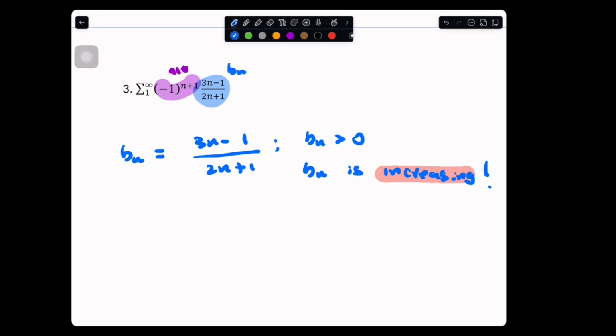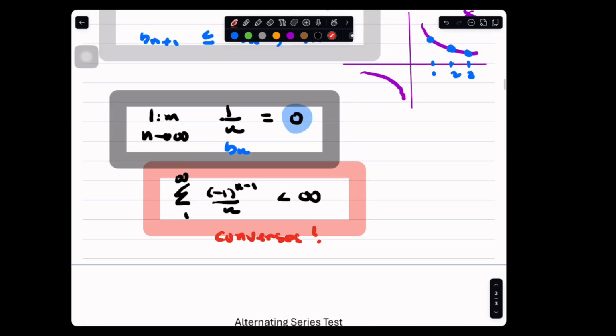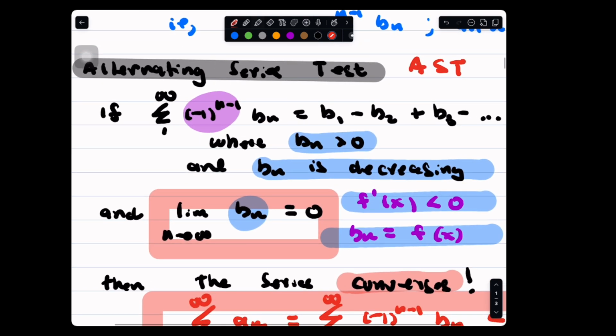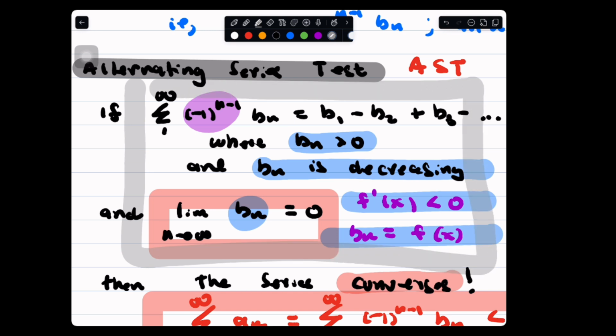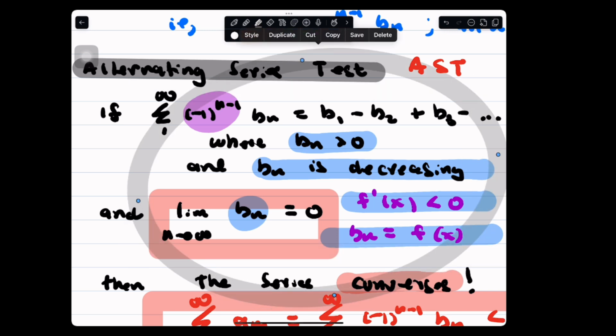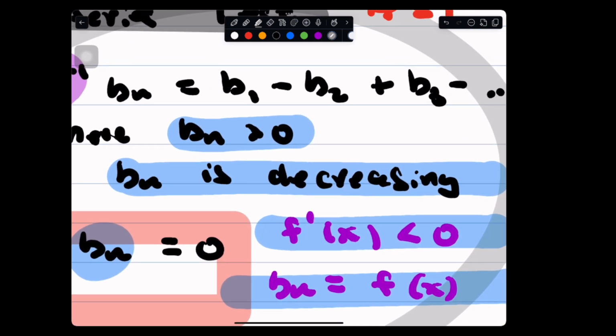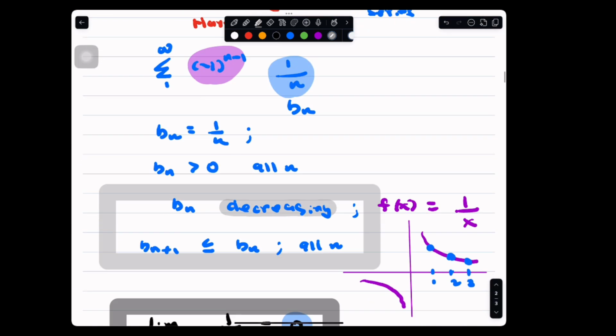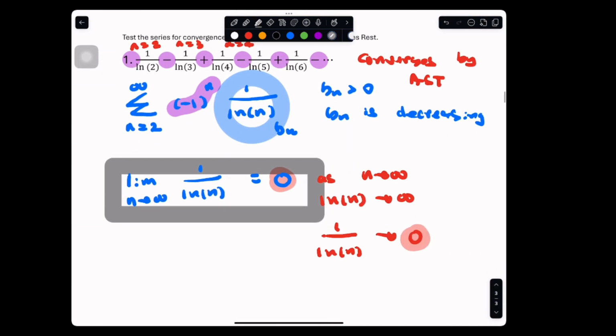However, I'll write this down. We can't use the AST. AST assumes, it's an assumption here, right? All of this right here has to be satisfied. We're violating the fact that the Bn has to be decreasing, so we can't use the alternating series test. However, that still is going to be helpful to us, okay?